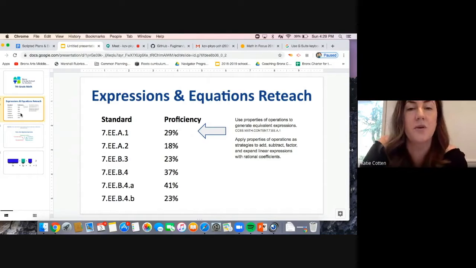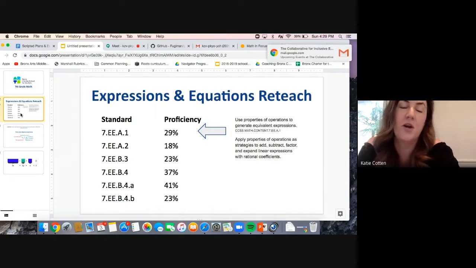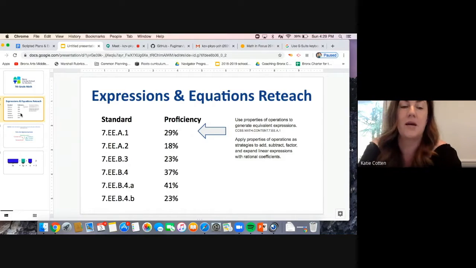So one of the things that we noticed is that in expressions and equations, we have a lot of work to do. You'll notice that it lists out the different standards that relate to expressions and equations, and then the proficiency rating. When you sat down to take the test, only 29% of those questions aligned to that standard were answered correctly. The one that we're going to start focusing on today is 7EEA1, which says that we can use properties of operations to generate equivalent expressions. Specifically, what we're going to work on today is applying properties of operations to add and subtract.